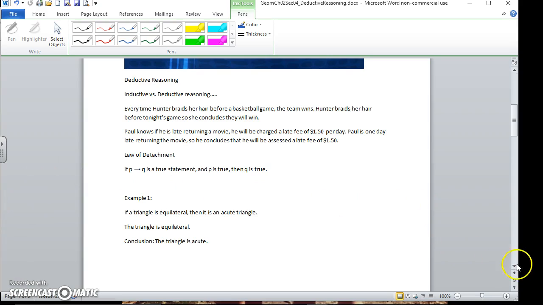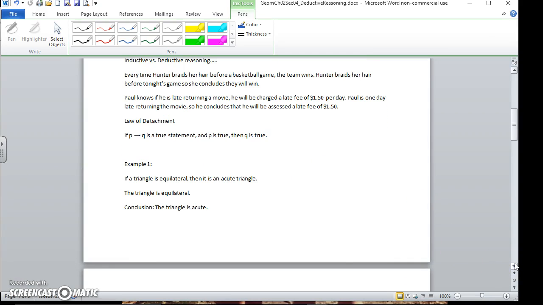All right, so let's look at some ways that we can validate arguments or tell if an argument is logically correct. One of those ways is the law of detachment. The law of detachment says if P implies Q, and remember these are statements, is a true statement and P is true, then Q is true. All right, so let's look at this first example and kind of walk through it. And I'm just going to make some notes over here. I like to think about it looking like this. If P implies Q, P is true, then Q is true. And those 3 dots mean therefore.